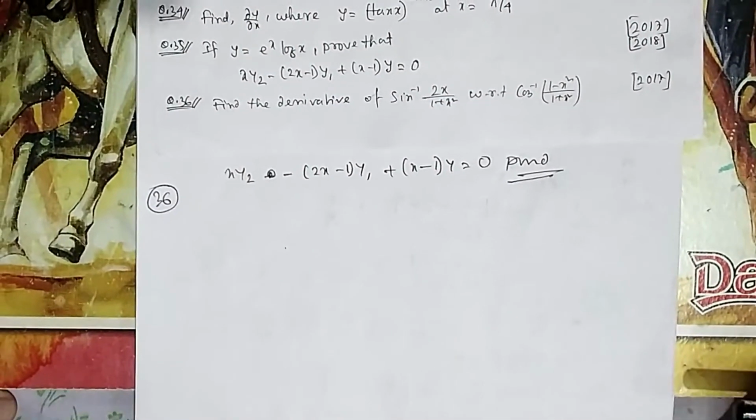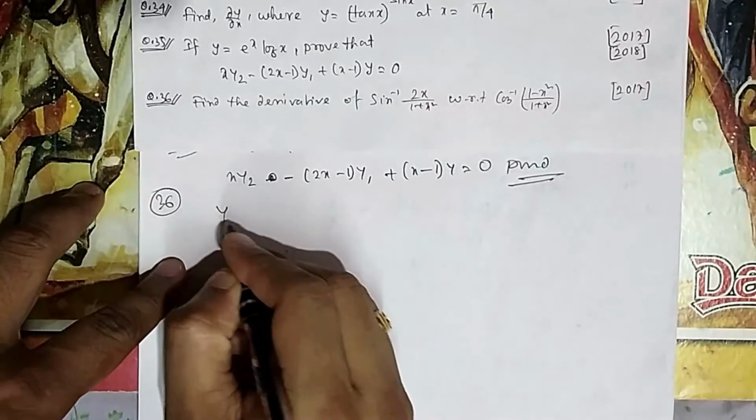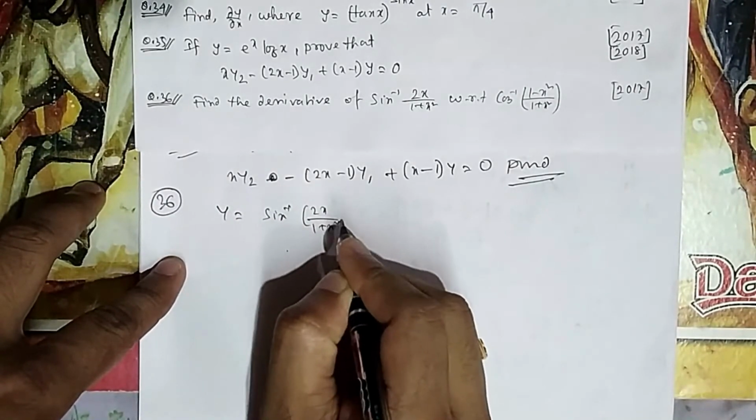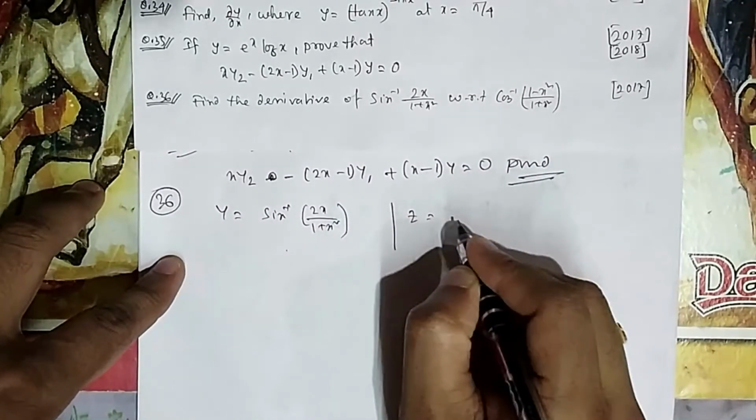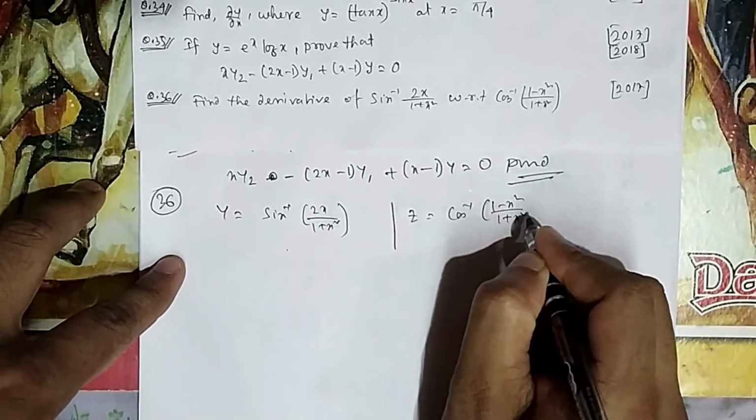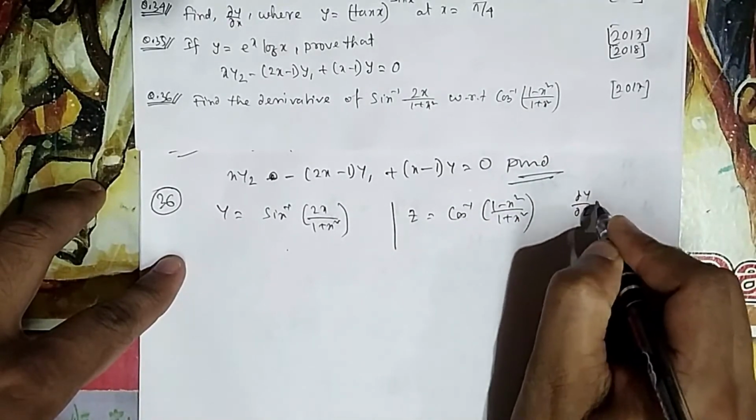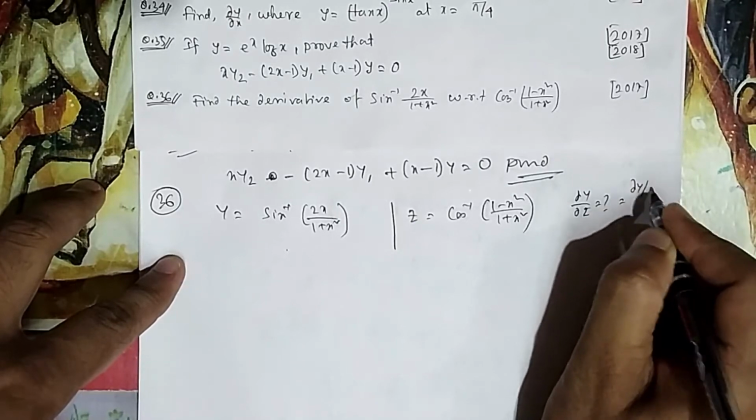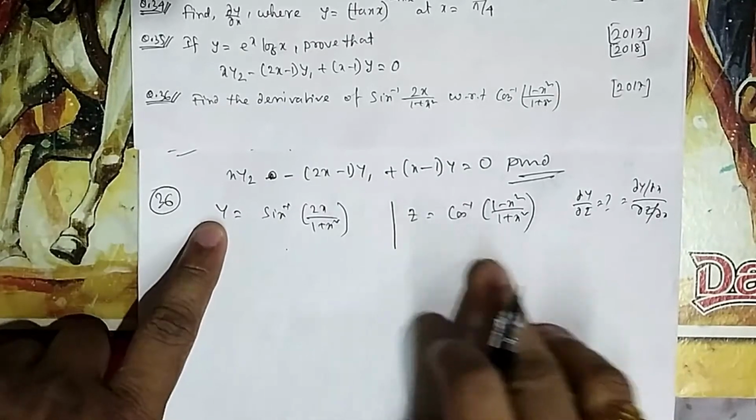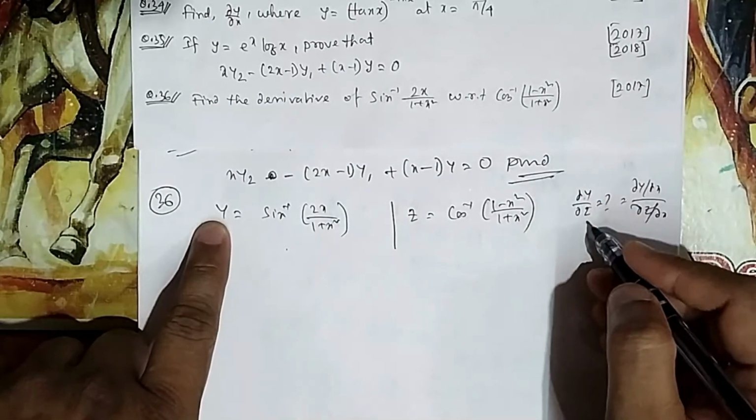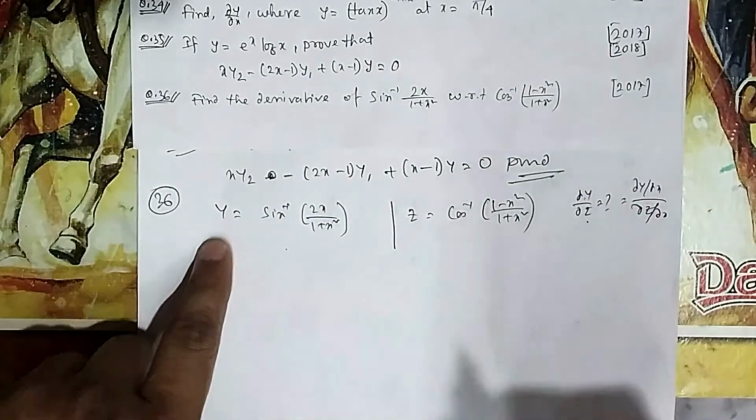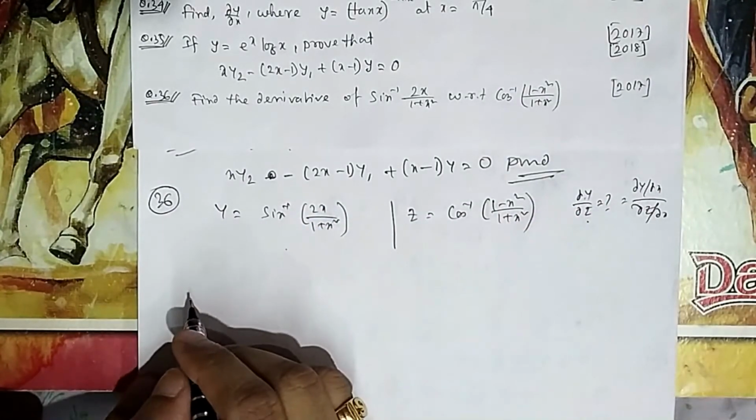Again, that means derivative of one function with respect to another function. So let me take y is equal to sine inverse of 2x by 1 plus x square, and z is equal to cos inverse of (1 minus x square) by (1 plus x square). So they are asking dy/dz. I know how we will solve it: dy/dx, then dz/dx, because there is no direct relation between y and z. So you cannot differentiate y directly with respect to z. You have to do first with respect to x, then divide, dx and dx will cancel, and you will get dy/dz.